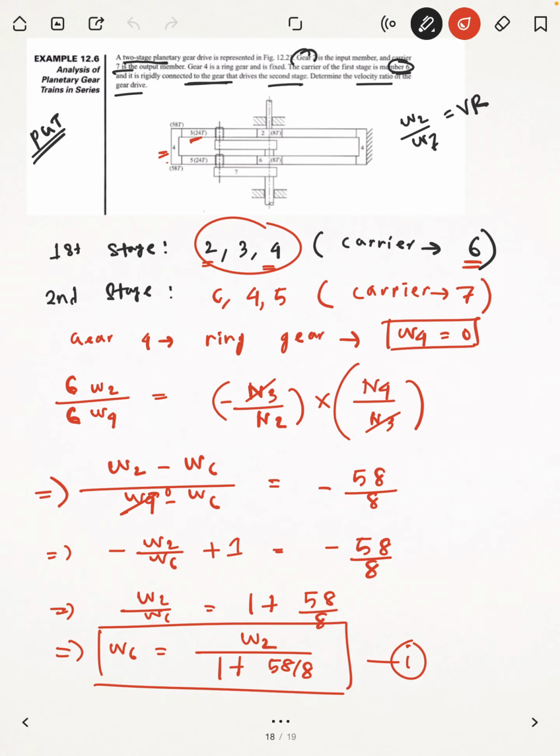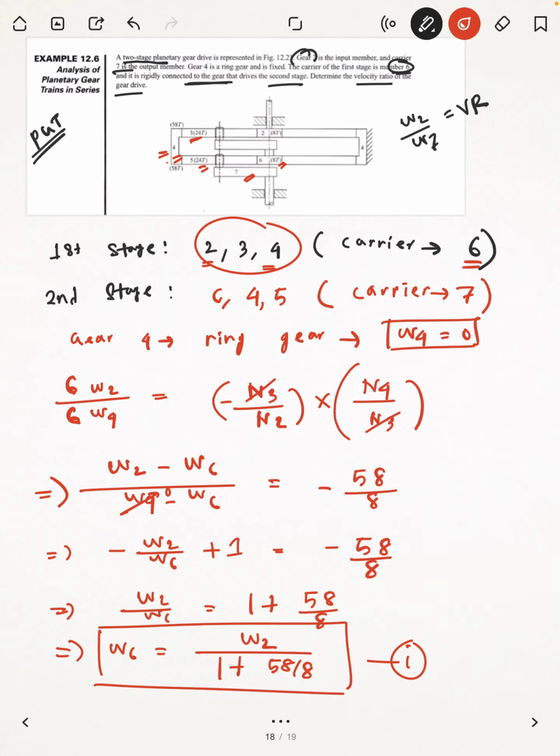Now we'll move forward to the second stage. In the second stage, what is going on? The carrier is the arm 7, the member 7. So you have to represent the relative velocities in terms of member 7. So how are the motions transferring? 6 to 5, and 5 is rotating on 4.